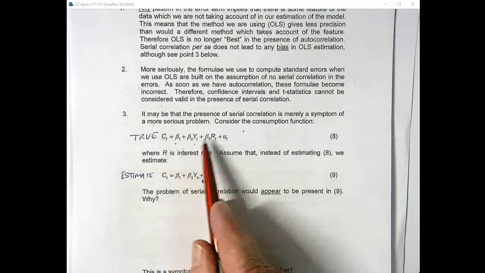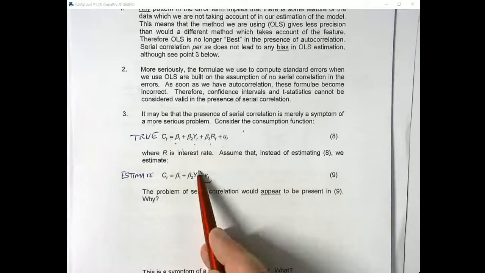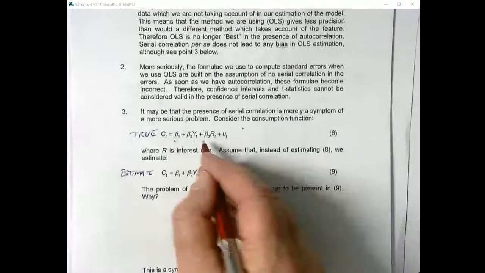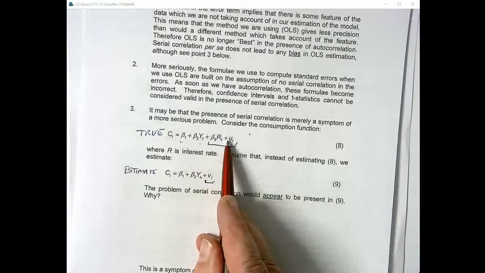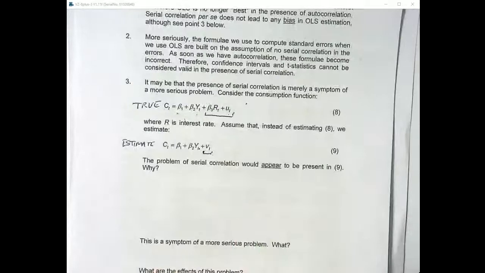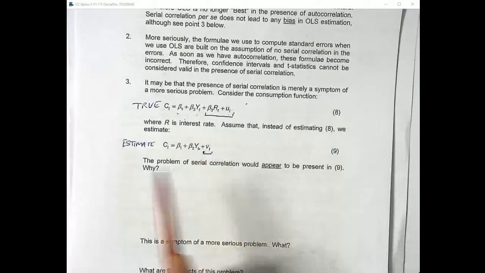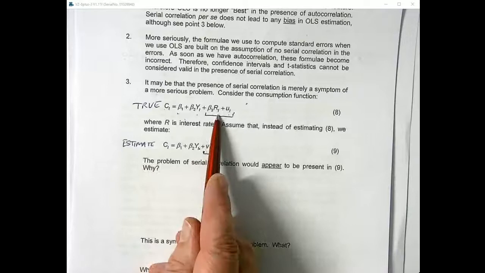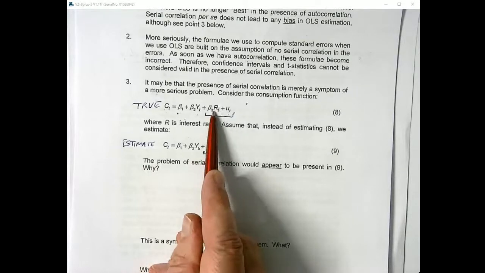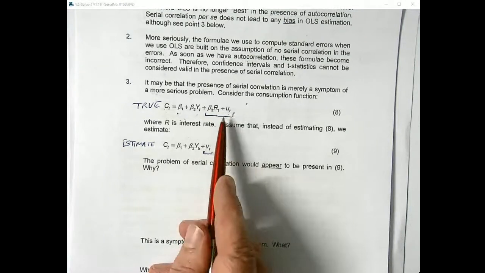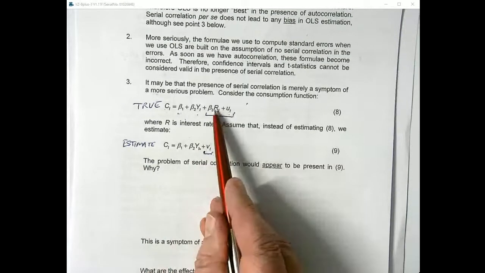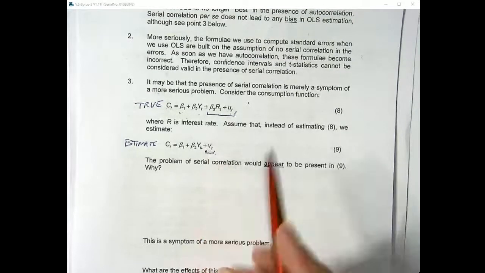Well, everything up to here is the same in both models. So this error term Vt is the same as beta 3 RT plus UT in the true model. The error term in the model we estimate consists of 2 terms, one involving the interest rate and one involving the original error term. In other words, when you leave out a variable from a model, when you exclude a variable, that variable becomes part of the error term.